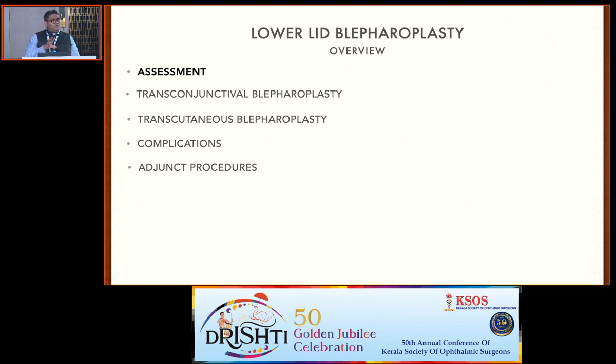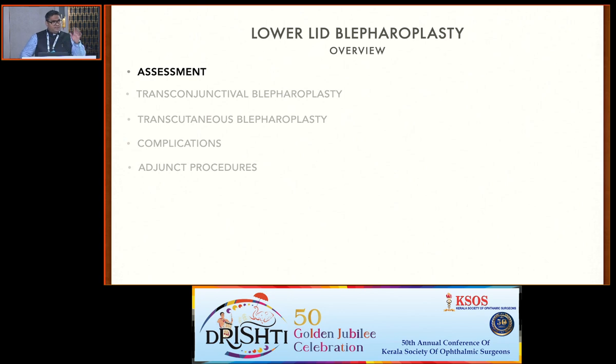So in my talk, I'm focusing only on lower lid blepharoplasty. And these are the 5 subheadings that I'll be talking about. Basically, assessment of a patient. What do we look for? How do we advise what type of blepharoplasty is needed? What complications are possible? And what adjunct procedures can we do along with a blepharoplasty?